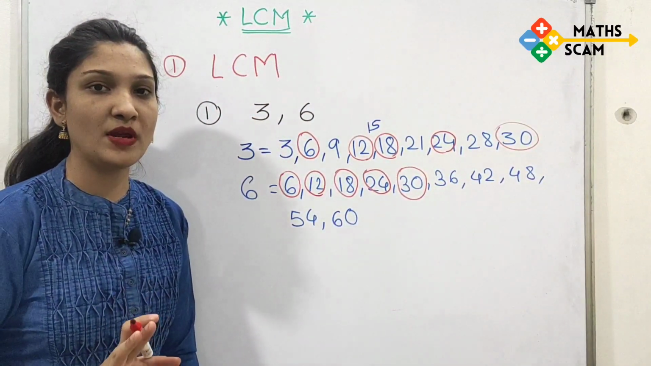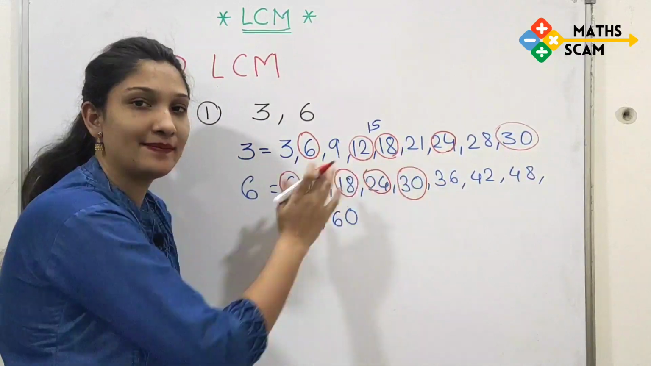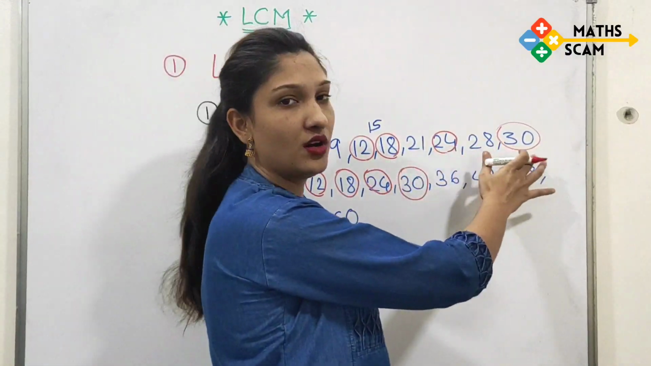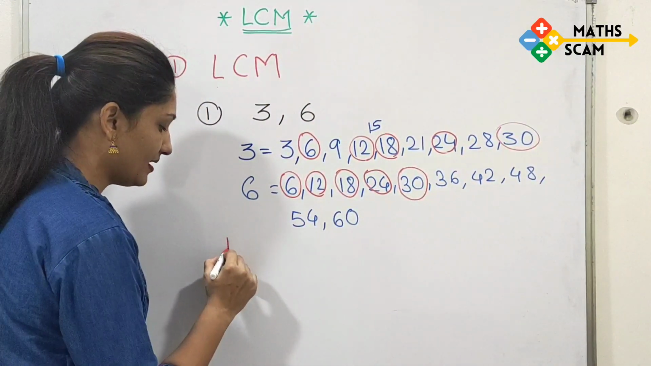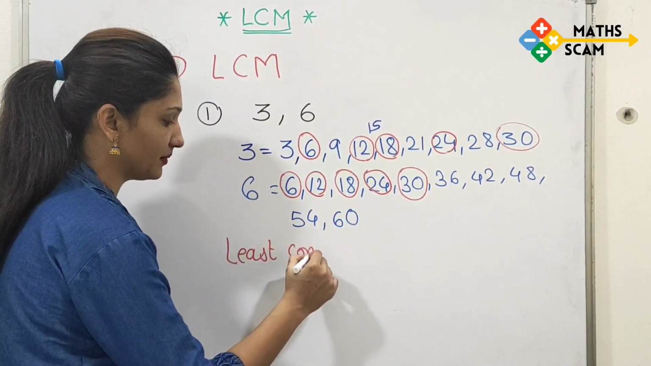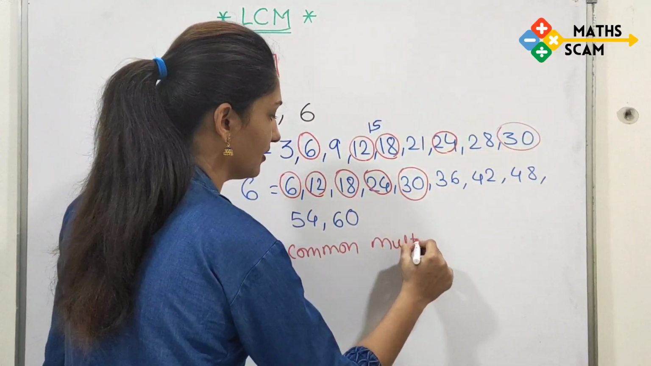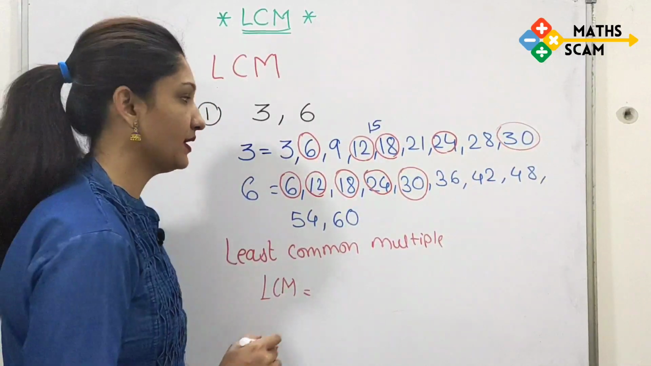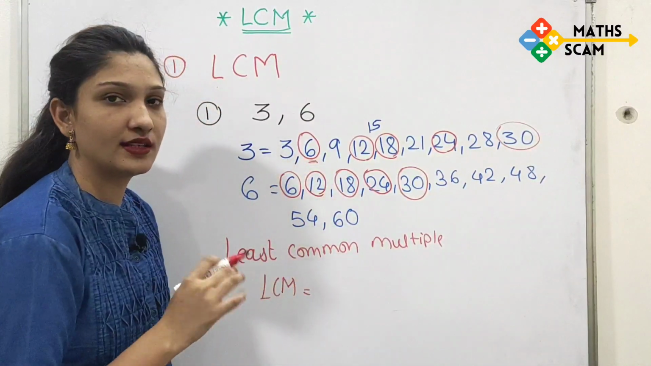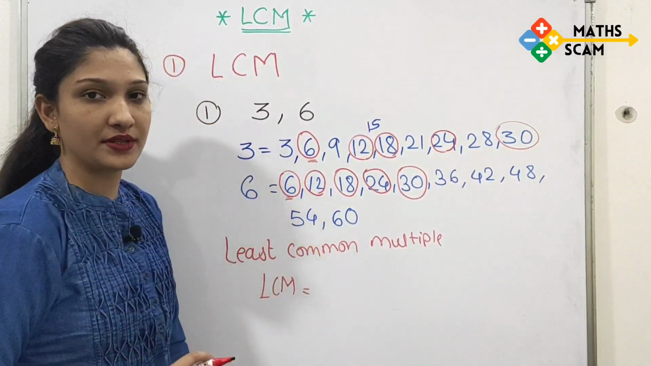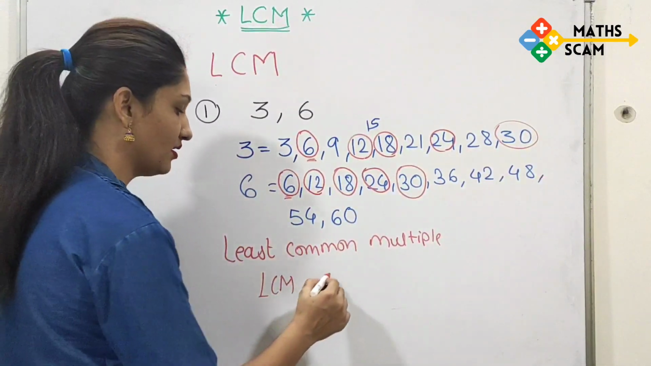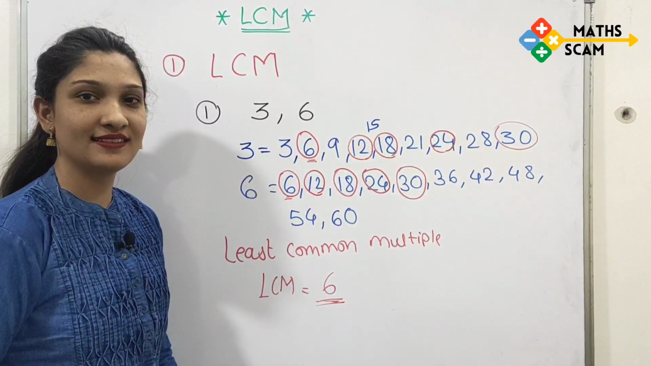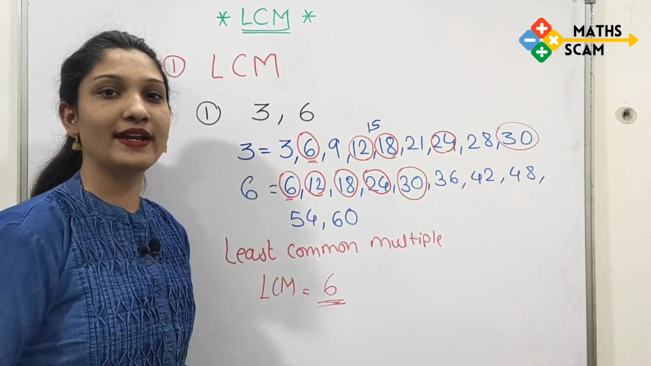So you get that. What is a common multiple? The numbers which are in 3's multiples and in 6's multiples. So common multiples of 3 and 6 are 6, 12, 18, 24, 30. But we need to find the least common multiple, which means LCM. So LCM is the smallest positive integer from the common multiples. Which one is smaller? 6. So LCM of 3 and 6 is 6. You got that? Good.